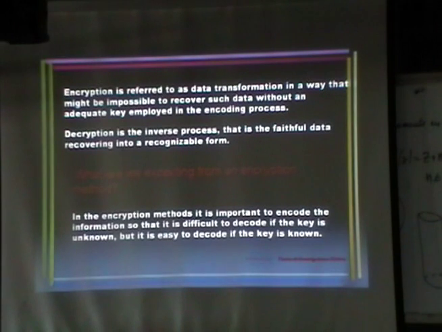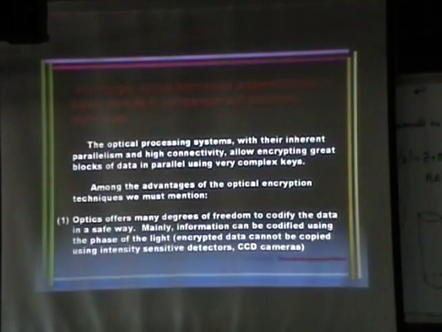Well, what do we expect with this encryption method? Two things. It's important to encode information so that it's difficult to decode if the key is unknown, but it's easy to decode if the key is known. This is the practical point. Otherwise, it's not efficient, the process.